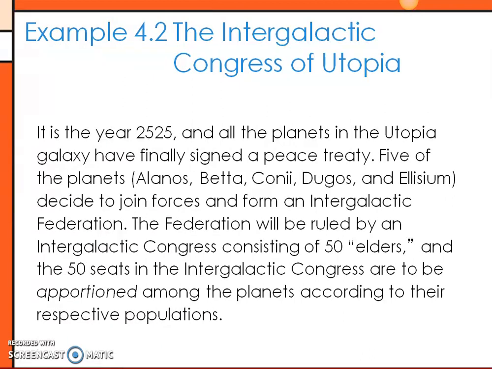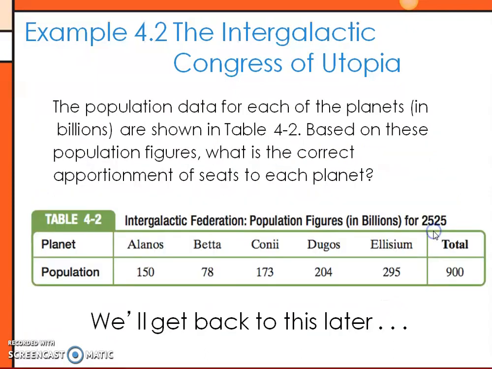All right, then they want to look at another one, which is in year 2525, all the planets of some galaxy have signed a treaty and they're going to be ruled by 50 elders according to their populations. And so then if we look at the population, this one's got 150 million people, this one has 78 million people, this one has 173, total of 900 billion people. If you notice something about the numbers for this, it's the exact same problem. These are all the same as the minutes for the kids with the candies.